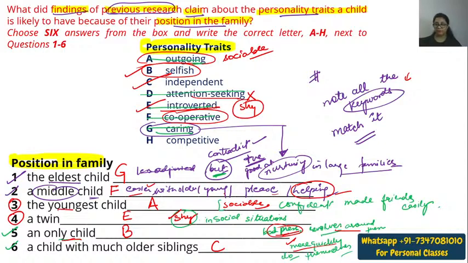Only children have had a really bad press. A lot of studies have branded them as loners who think the world revolves around them because they've never had to fight for their parents' attention. That does seem a bit harsh.